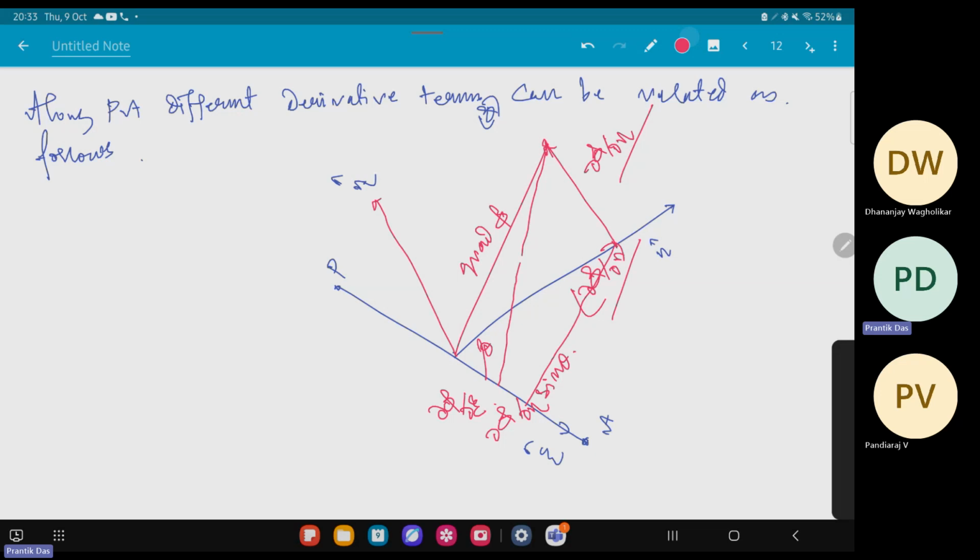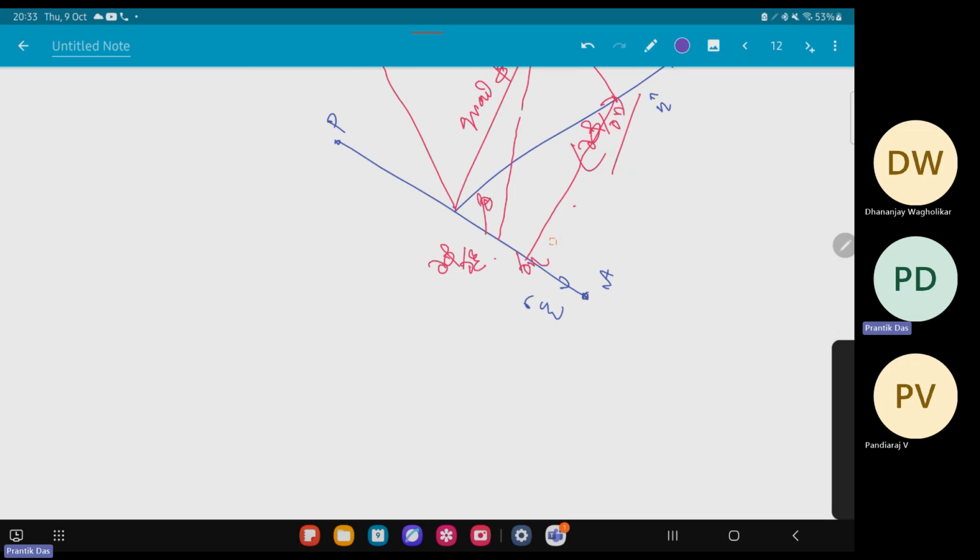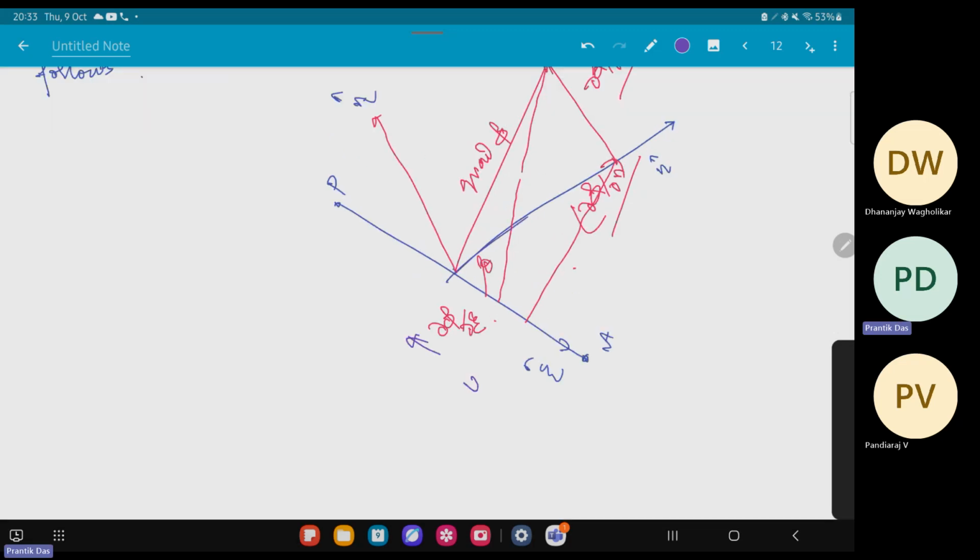Only this portion. So this will be d zeta. After that, this whole thing will be the projection of d phi dn on this line. So it will be d phi dn cos theta.